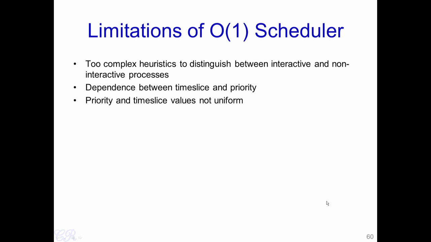So, the limitations of the O(1) scheduler are as follows. The O(1) scheduler uses a lot of complex heuristics to distinguish between interactive and non-interactive processes. Essentially, there is a dependency between the time slice and the priority, and the priority and time slice values are not uniform. That is, for processes with a priority of 100 compared to processes with a priority of 139, if you compute the time slices in these two ranges, you see that it is not uniform.